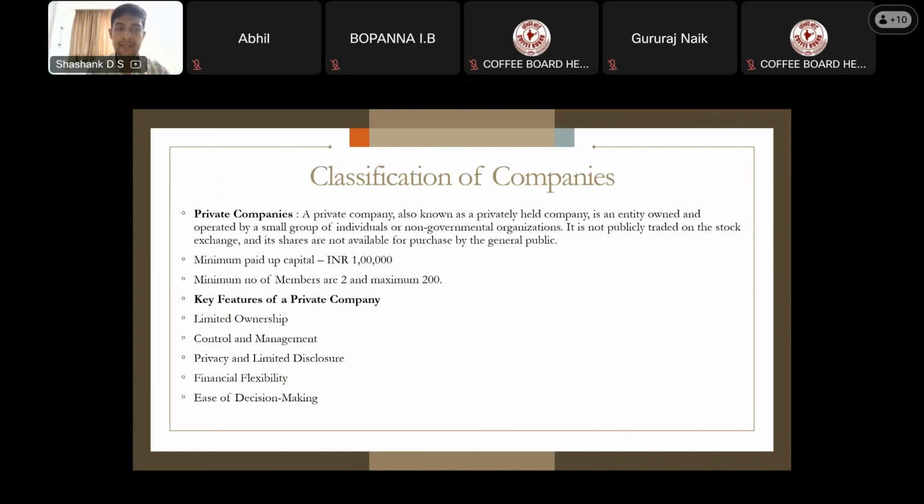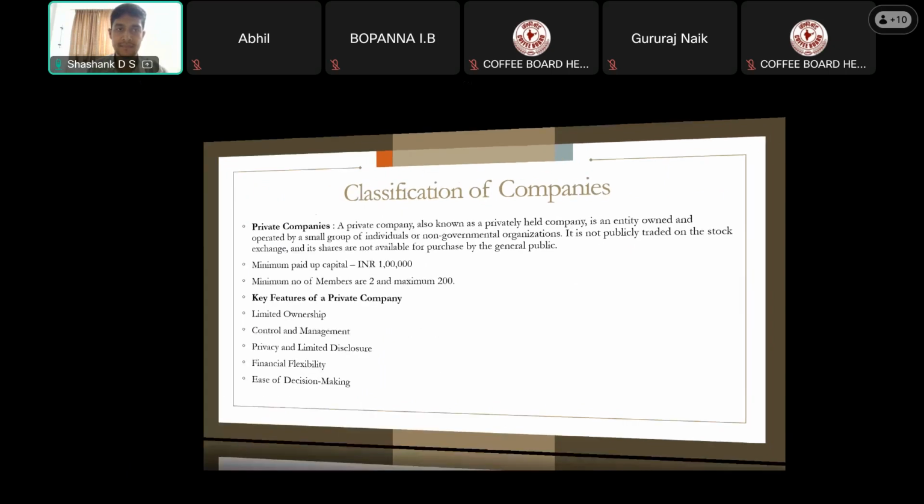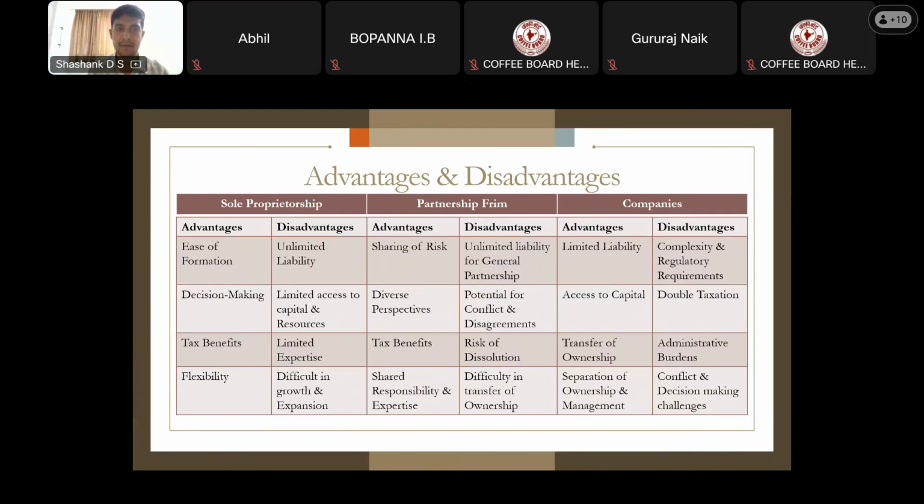A private company, as I said, should have a minimum number of members as 2 and a maximum of 200. This will give a cushion of having more investors compared to a partnership. This will give flexibility to invite more investors and we can raise more capital in case of a private limited company, since the number of members can go up to 200 instead of 20.